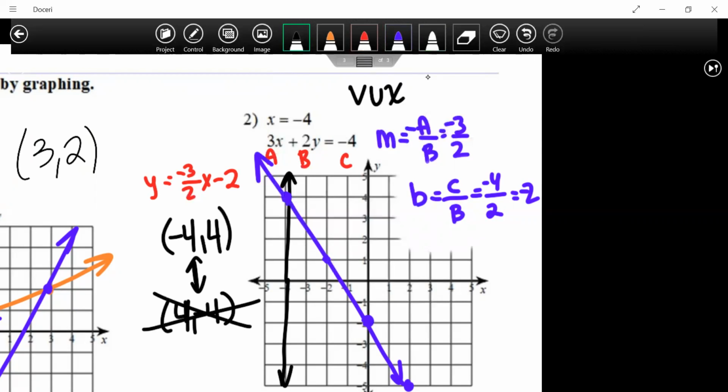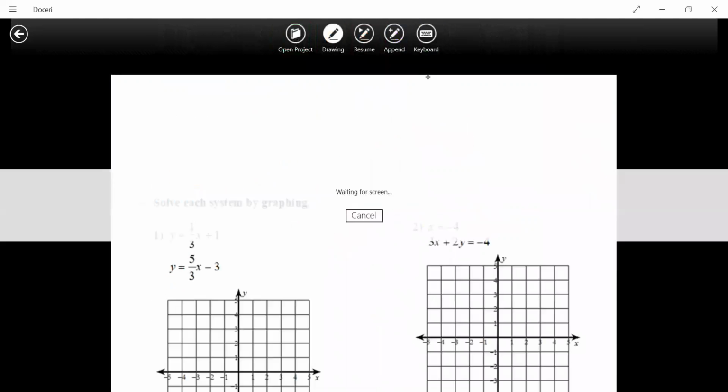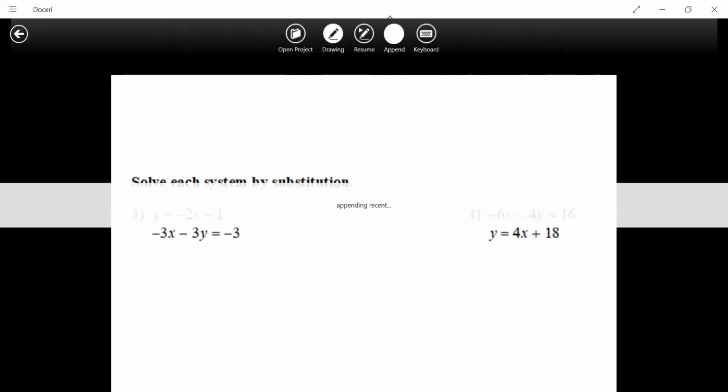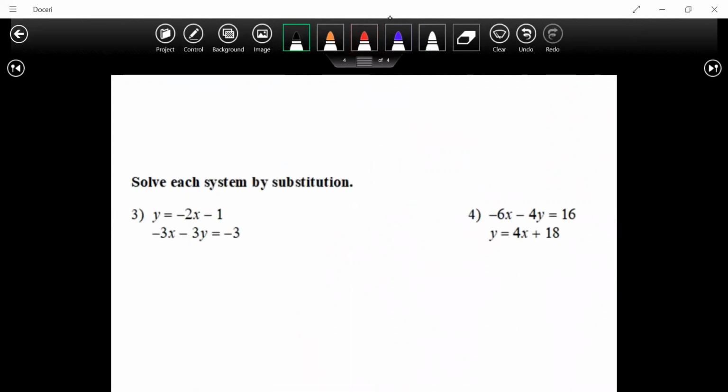Here we go, next one. Here are our little bit trickier ones, substitution. Our substitution methods are going to come into play. So we're going to do them.